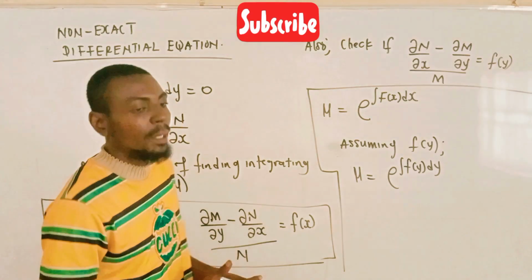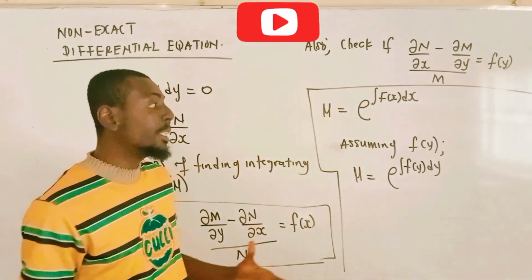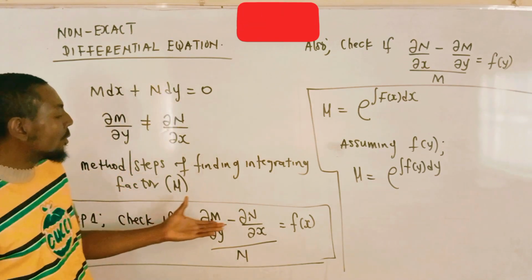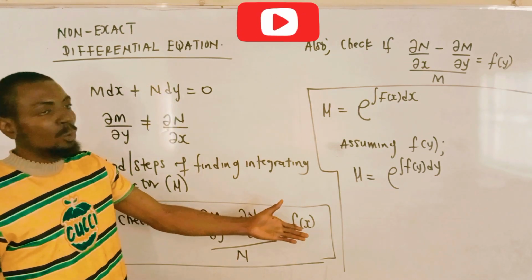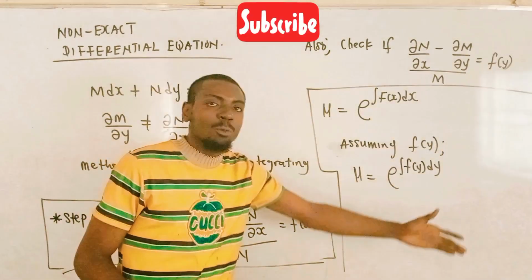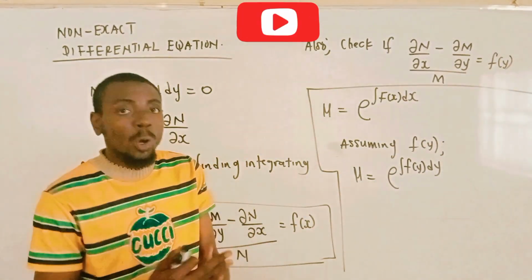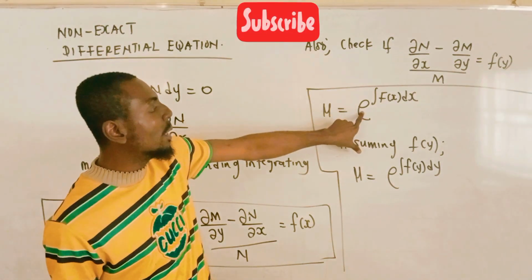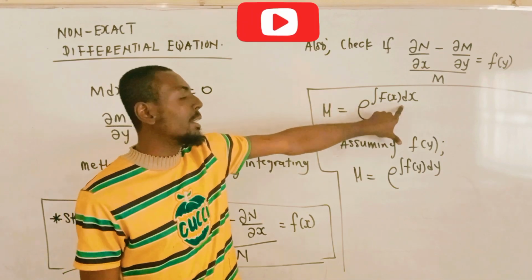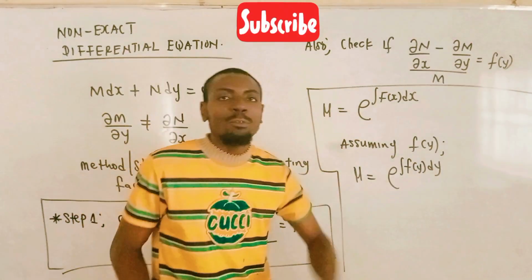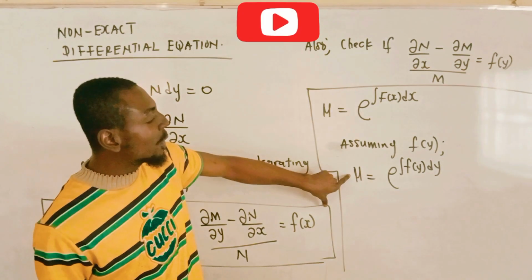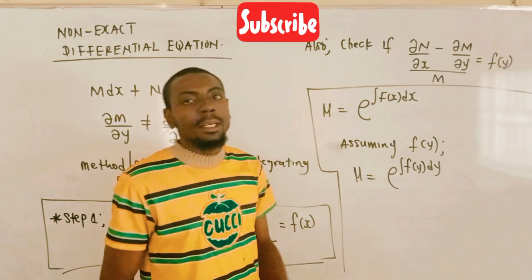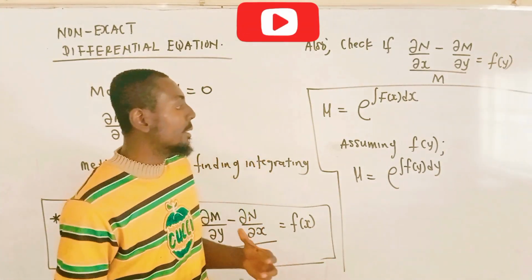So, as the case may be, the differential value subtracted and divided by N could be a function of x, or it could be a function of y. When it is a function of x alone, the integrating factor is equal to the exponential of the integral of f of x dx. If it is a function of y alone, the integrating factor is the exponential of the integral of f of y dy. Alright, so this is the basic.